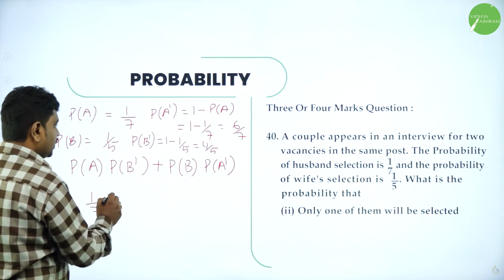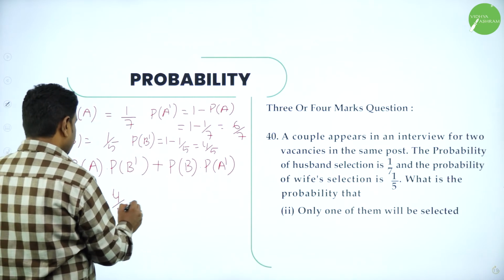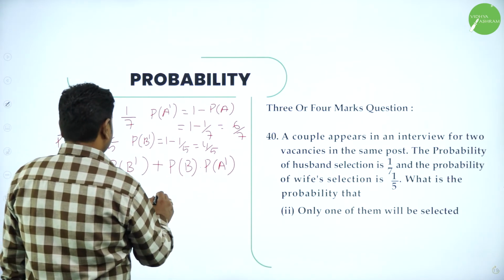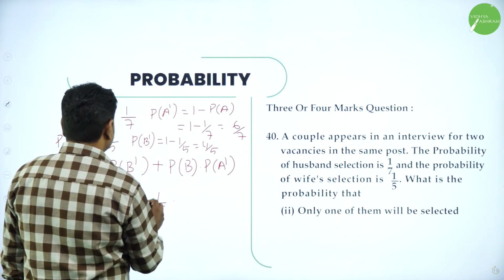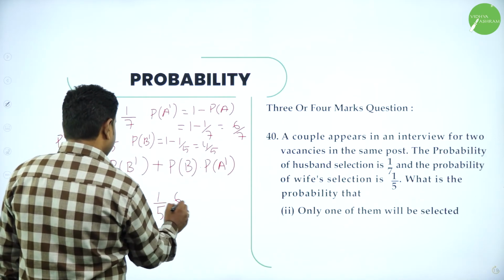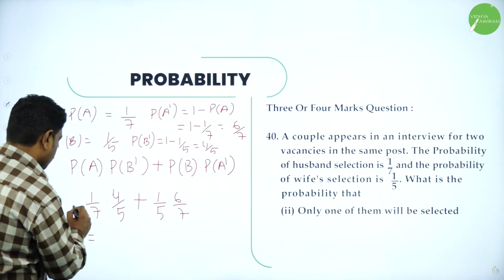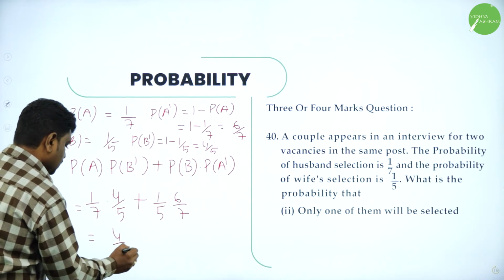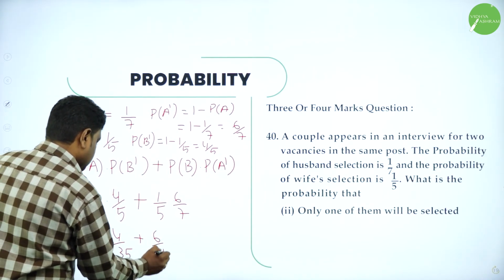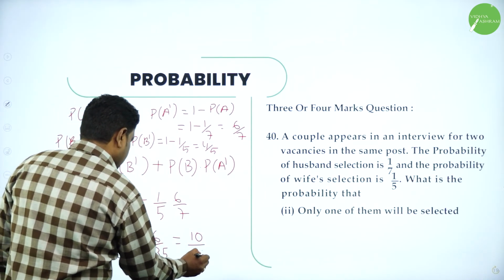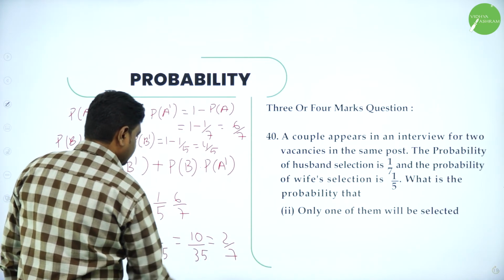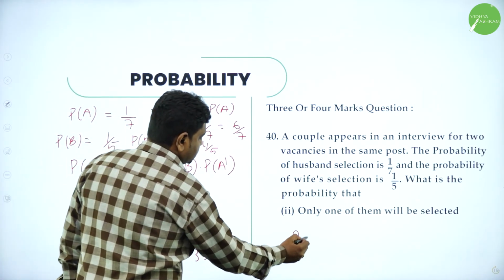Substitute: 1 by 7 into P of B dash, 4 by 5, plus P of B, which is 1 by 5, into P of A dash. P of A dash is 6 by 7. Simplify, it will become 4 by 35 plus 6 by 35. That will become 10 by 35. That will become 2 by 7. So answer is what? 2 by 7.